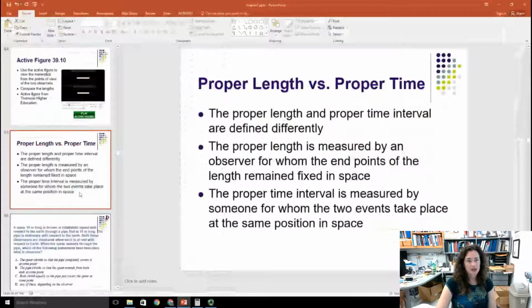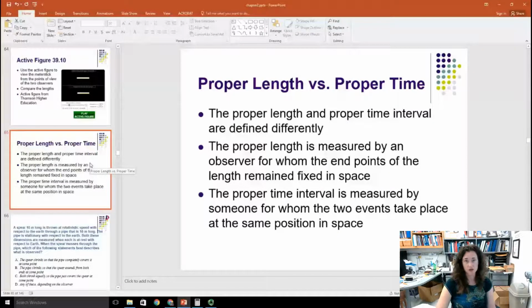Okay, now the proper length and the proper time interval are defined differently. This becomes important a little bit more when we get into some of the problems with the Lorentz contraction equations that we'll cover in another lecture. But just to make sure that we cover it here, the proper length is measured by an observer for whom the endpoints of the object remain fixed in space. The proper time interval is measured by someone for whom the 2 events take place at the same position in space. So this may seem like nitpicking, but we'll talk more about this later.